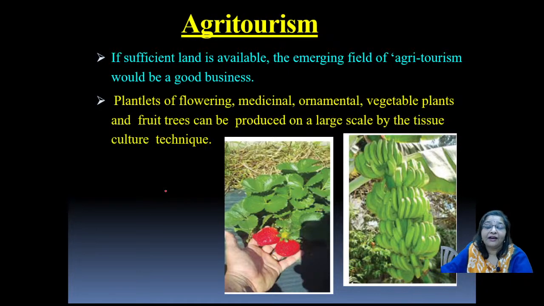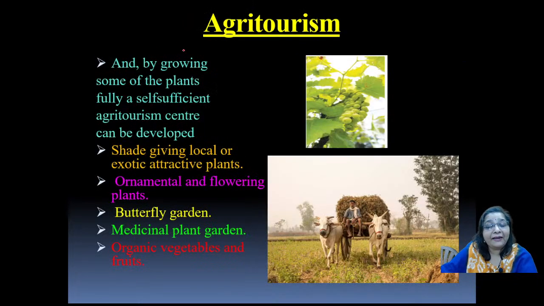There are so many, the guavas, the pomegranates, so many exotic fruit varieties that can be grown if you have sufficient land available for the growth of these plants. And you will have to just set up a small tissue culture lab wherein you can start multiplying the plants using the tissue culture technique, if possible. And by growing some of the plants fully, a self-sufficient agritourism center can be developed there.